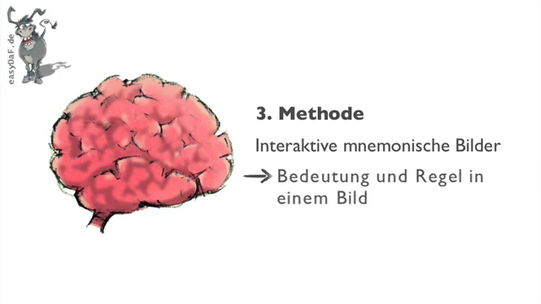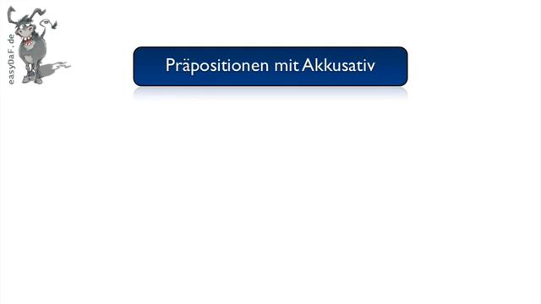So what does that mean? Today you learn the meaning and also the rule of prepositions, of the accusative prepositions, in just one image. So there are two different pieces of information, interactively combined in just one image. This is what an interactive mnemonic image is. So let me show you some examples.